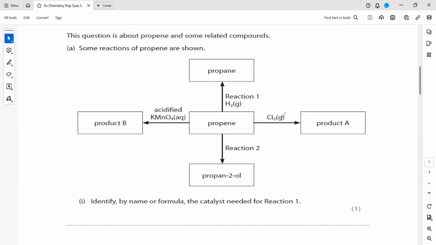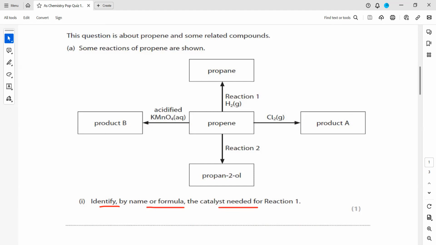As you can see here, reaction 1, in which propene is converted into propane, and reaction 2, when propene is converted into propanol, and with acidified potassium manganate, it gives a product B, and with chlorine, it gives a product A. Identify by name or formula the catalyst needed for reaction 1.